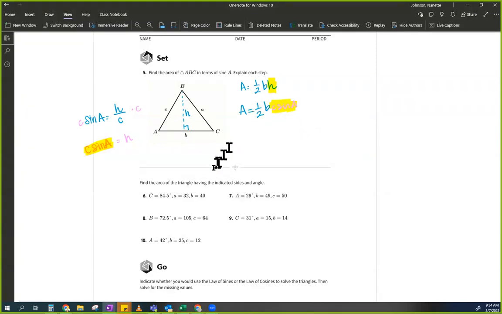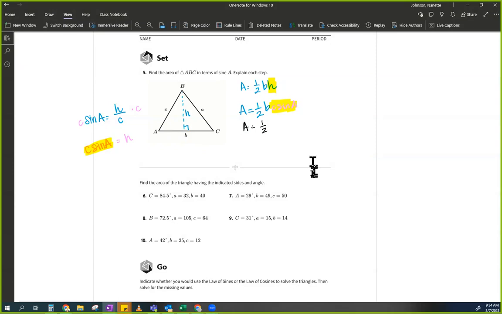So you can actually rewrite this equation a bunch of different ways. Instead of writing that, you could also write half of AB sine C. Notice that every single time you write this, you use two of the sides, and you use the included angle. And then the last equation is half of AC sine B.